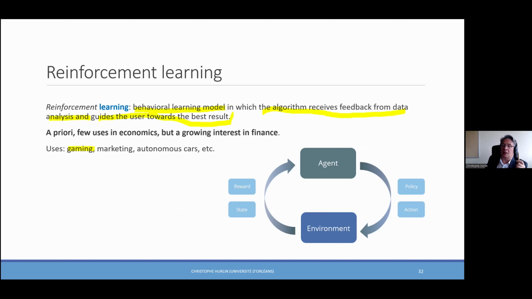In general, it was very rarely used in economics, but as I said in my introduction, there is a growing interest in finance for reinforcement learning. But from my point of view, this is the only field of economics in which reinforcement learning is used. And reinforcement learning is based on the idea of a reward, a state, a policy and an action.